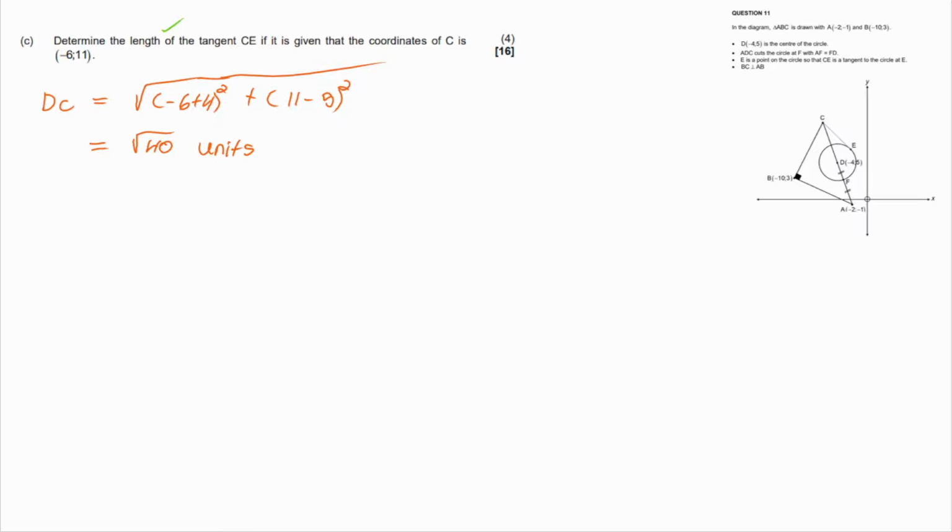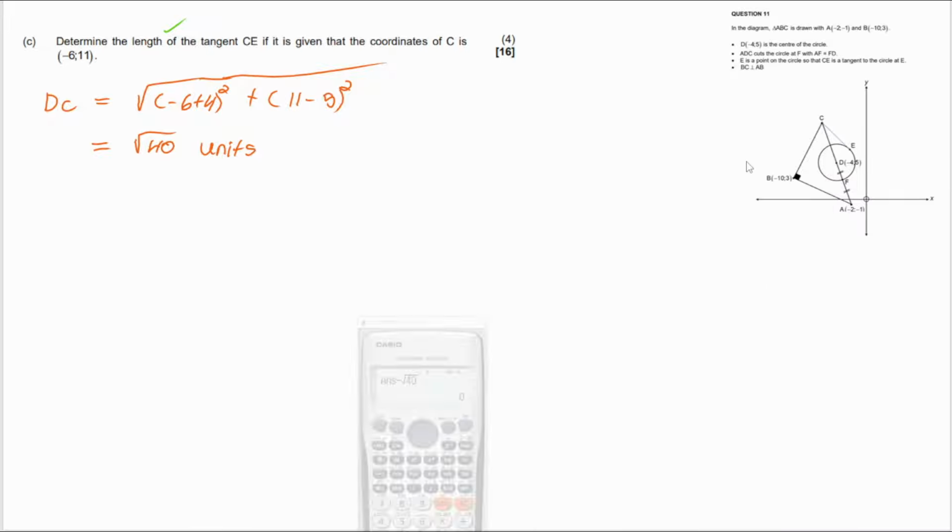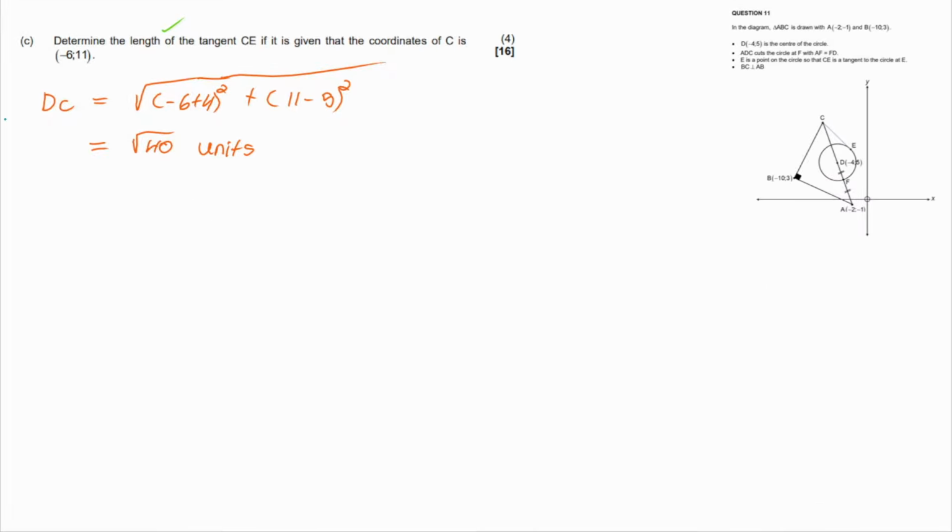I'm going to leave it as that. You could put it in the calculator. I just did it in my head, but if you do it in the calculator, you will find the calculator gives you the simplified answer of 2 root 10. But 2 root 10 is the exact same as square root of 40. You can see over there, they are exactly the same. So I can leave it like this, no problem.